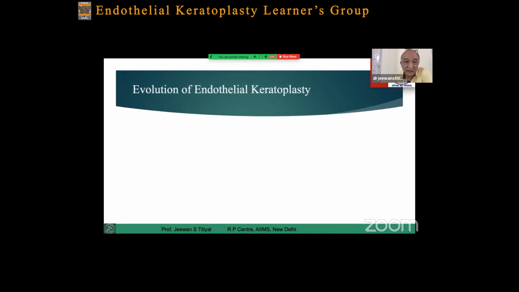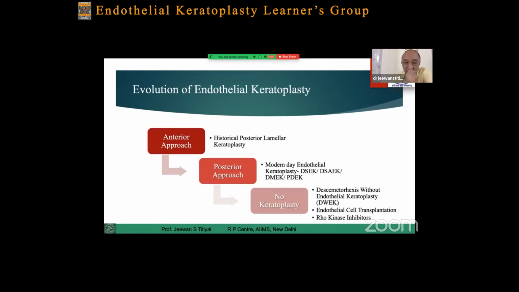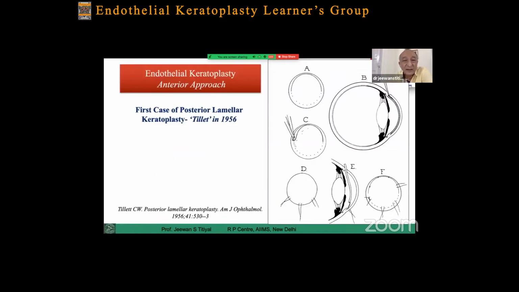In that regard, the initial surgery would historically have been posterior lamellar keratoplasty through an anterior approach. Then we have a posterior approach, which we call modern day EK surgeries, and the future would be no keratoplasty. I hope this comes out in these cases. Let's see how endothelial keratoplasty evolved in the last almost 60 years or so.